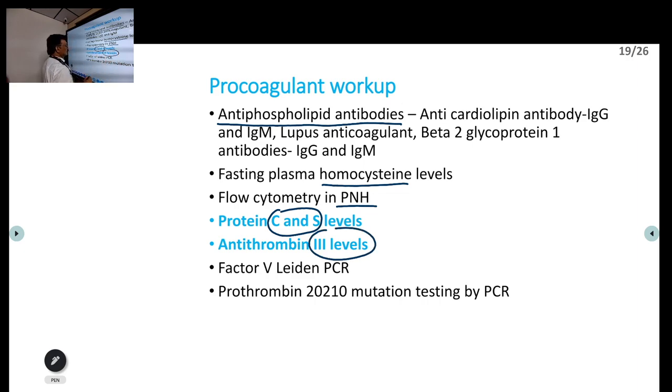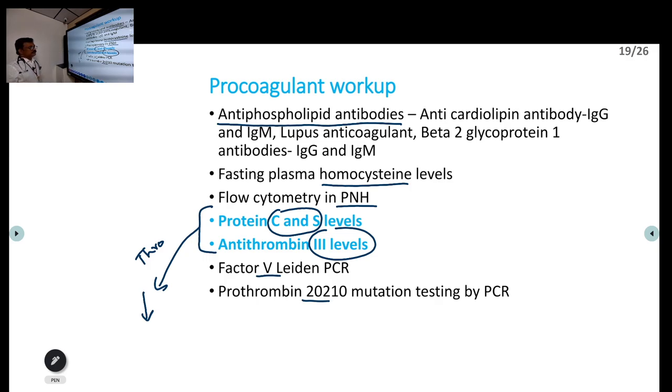Antithrombin 3 is another, this one, factor 5 PCR, prothrombin 20210 mutation testing. These two investigations we should not try to do in the first stage of the pulmonary embolism, because any embolism in our body will try to lyse it. So a lot of protein C, protein S, antithrombin will be utilized for that thrombus and its lysis. So the levels will be acutely low in any acute thrombus or acute DVT.